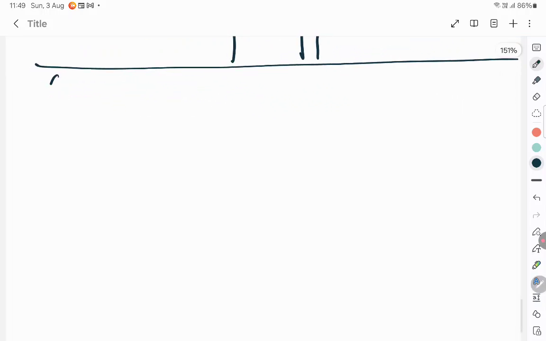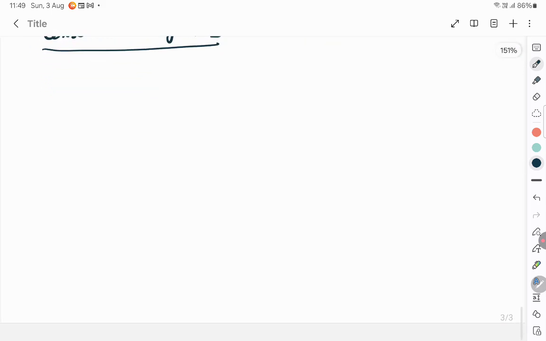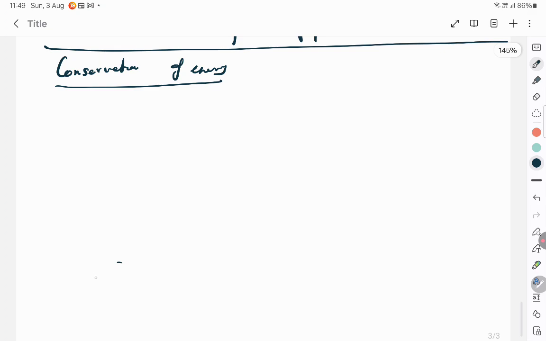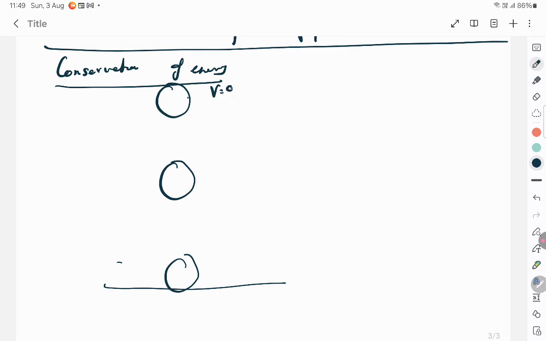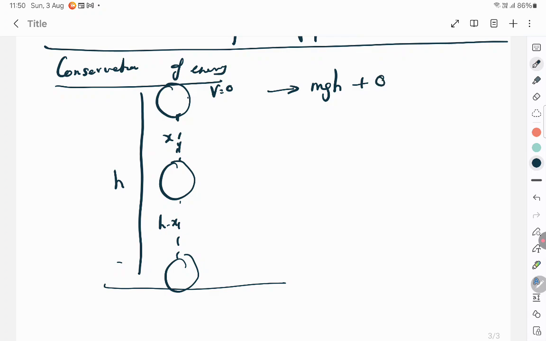So now let's talk about conservation of energy. You have learnt this in 9th standard. Take a floor here and a ball here, at any instant. This is our topmost point, where the velocity will be 0. The whole height is h, this is x, and this will be h minus x. Potential energy will be mgh for the whole height h, but the kinetic energy will be 0 because the velocity there is 0.